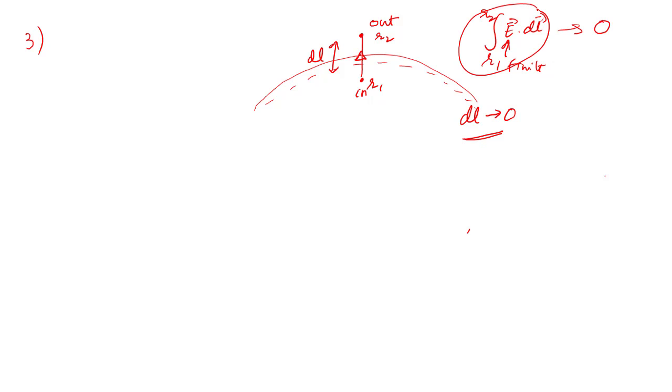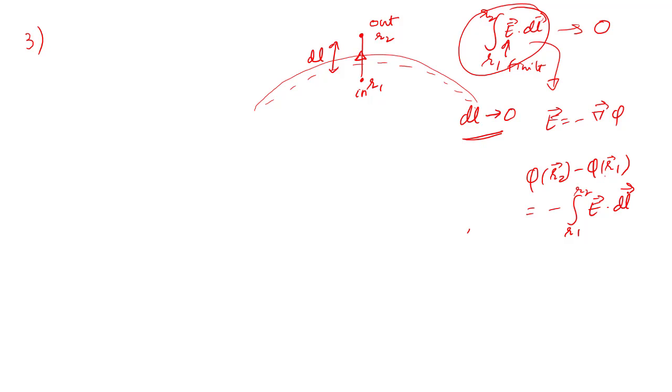And you know that this integral is related to the potential. So E is equal to negative grad phi, right? That means phi at R2 minus phi at R1 should be equal to minus the integral from R1 to R2 of E dot dl. But we have seen that if I make this dl very tiny, if I reduce the distance between the point outside and inside, so that I'm just considering a point just inside the sphere and a point just outside the sphere, then I can reduce this dl to almost 0.